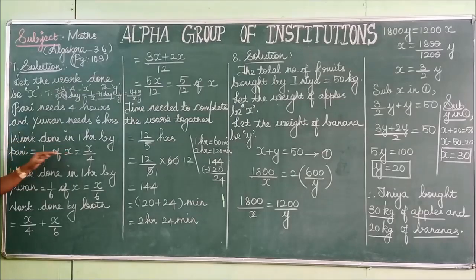Work done in 1 hour. So we can do the work in 4 hours, but you are going to calculate for 1 hour only. So work done in 1 hour by Pari is equal to 1 by 4 of x, which can be rewritten as x by 4. Then second is Yuvan. Work done in 1 hour by Yuvan is equal to 1 by 6 of x, which can be written as x by 6.